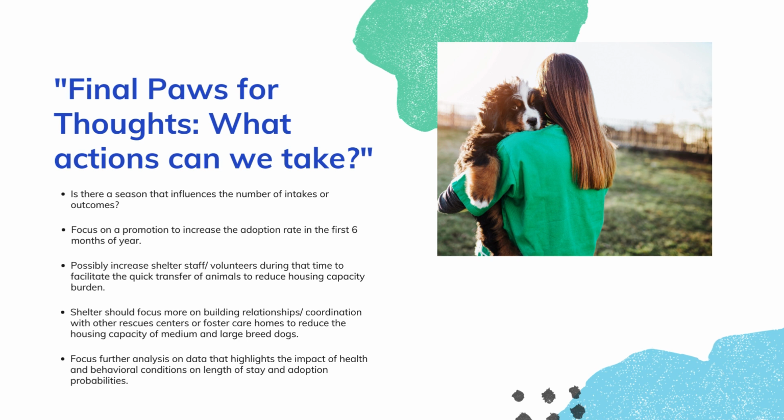Finally, focus further analysis on data that highlights the impact of health and behavioral conditions on the length of stay and adoption probabilities of the animal. The expectation here is that by utilizing data that highlights the impact of health and behavioral conditions, shelters can invest in programs aimed at improving the health and behavior of animals in their care. This could include partnerships with veterinarians for health checks and vaccinations, as well as professional trainers for behavioral modification programs. Such initiatives could improve adoption rates for animals that might otherwise be overlooked due to health or behavioral issues.